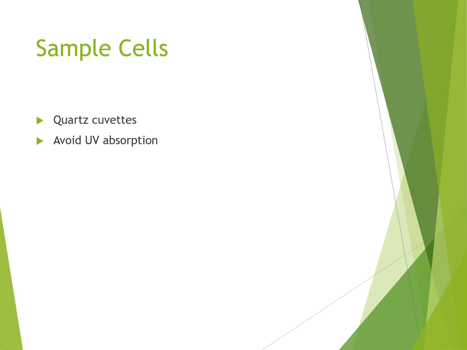Sample cells in which the samples are placed can be made of quartz. Quartz cuvettes are used because glass absorbs UV radiation. So glass cuvettes are not used, and quartz cuvettes are used to avoid UV absorption, and proper concentration is analyzed.